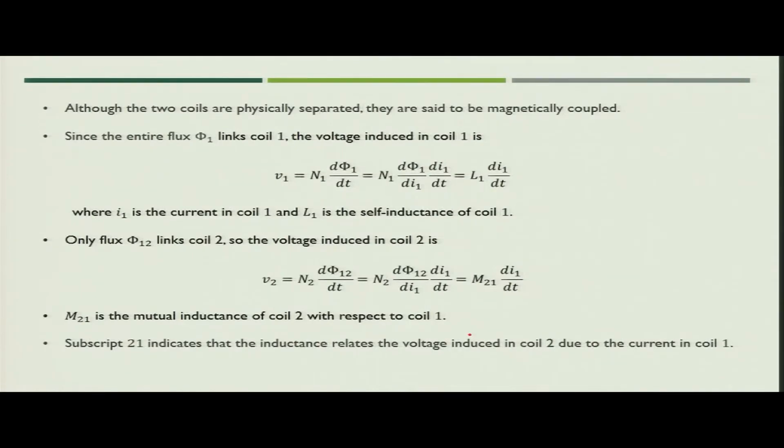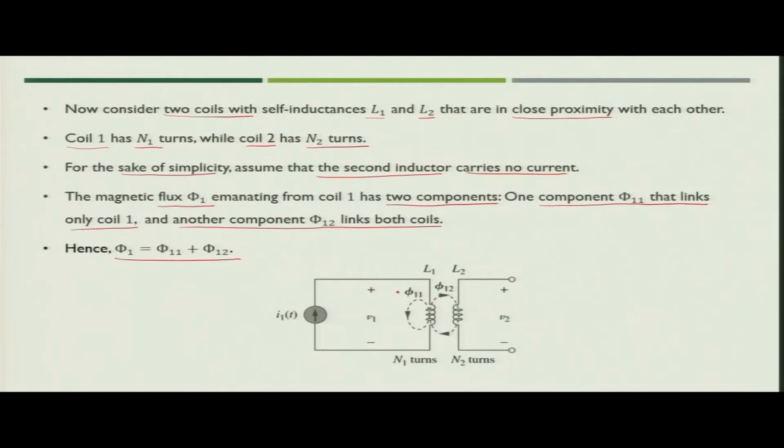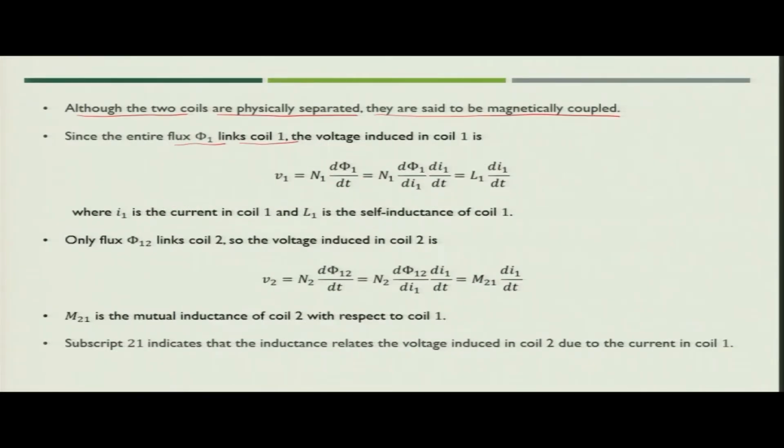Now, as we know the two coils are physically separated, meaning they are not electrically connected. So, we can say that they are simply magnetically coupled. Since flux phi 1, that is phi 11 plus phi 12, is completely linking coil 1, as you can see in the figure, what can we write?